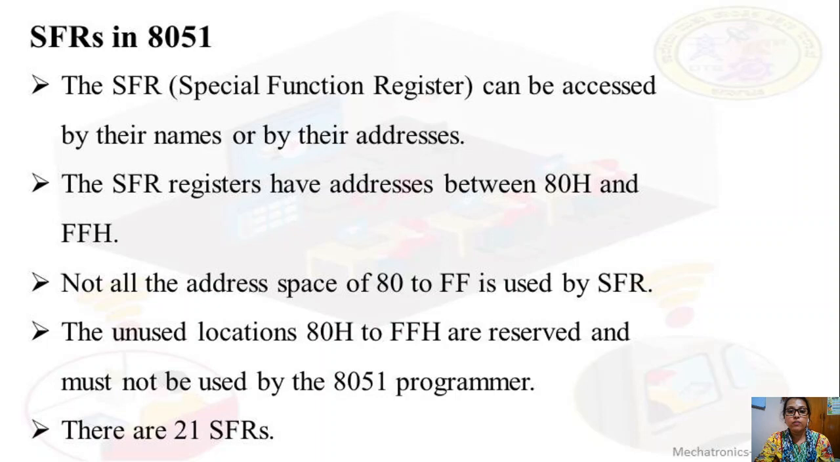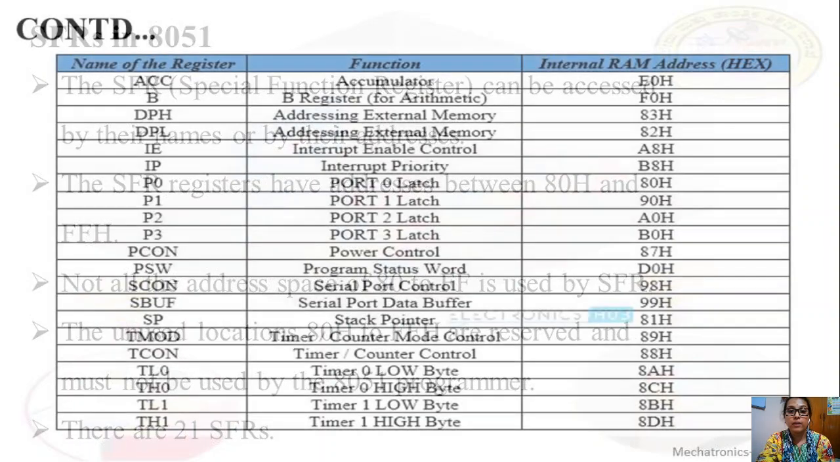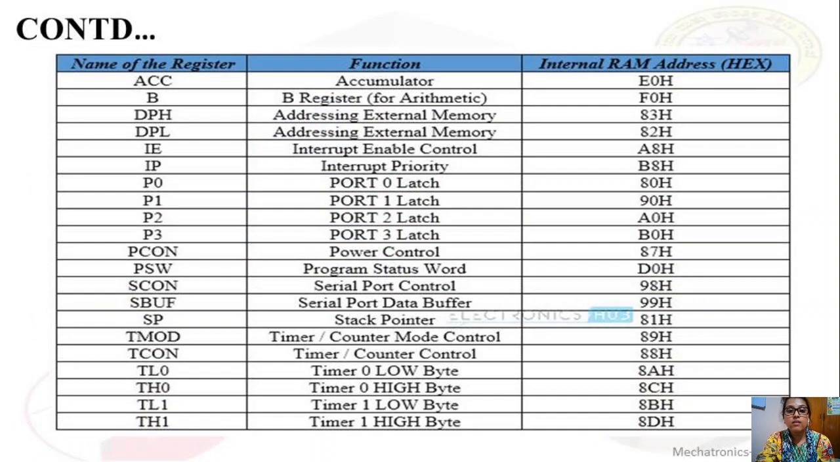There are 21 special function registers. Not all the addresses from 80H to FFH are used. The unused locations from 80H to FFH are called reserved locations, and they cannot be used by the 8051 programmer. These are the 21 special function registers.